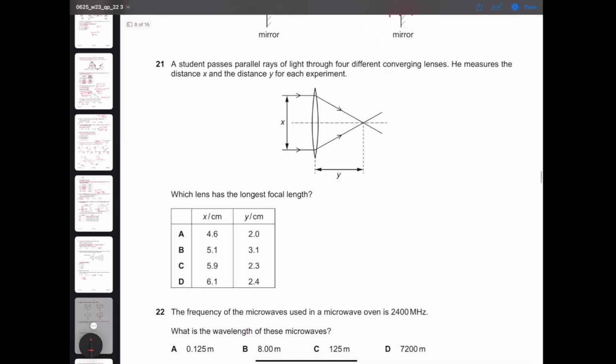Now, a student passes parallel rays of light through 4 different converging lenses. He measures the distance x and distance y for each experiment. Now, see, the light rays after refraction are converging at this point. So, this is clearly the principal focus. Which lens has the longest focal length? And the focal length is from the center to the principal focus. So the one having the largest value of y should be the answer. Very simple question. Answer is B.